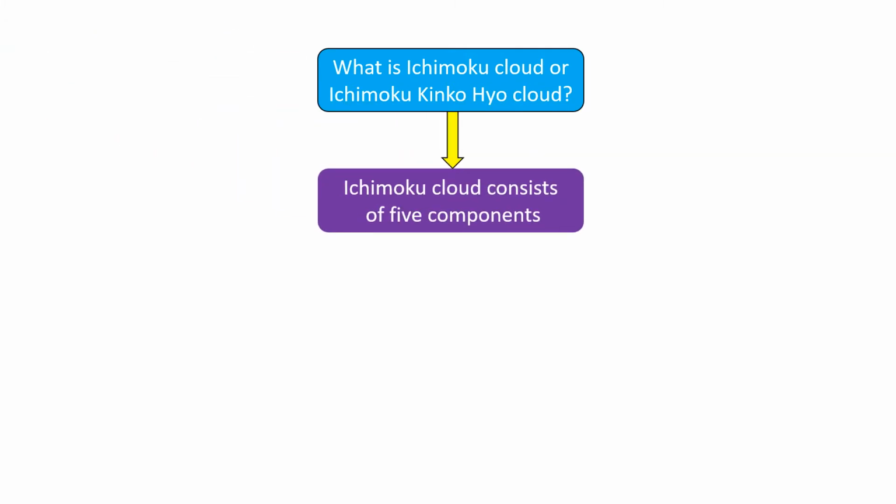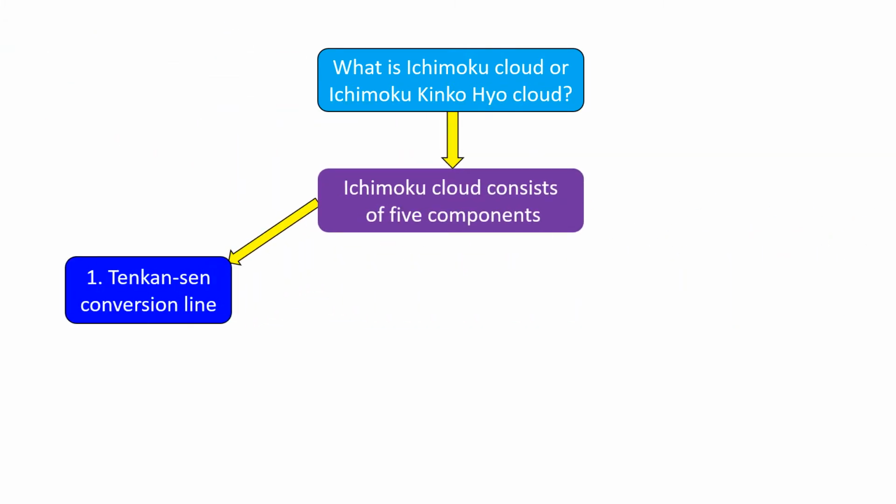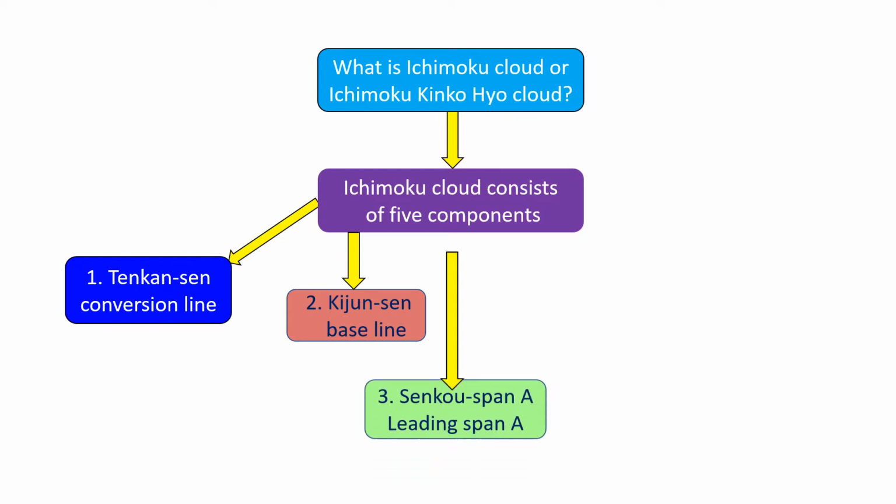The Ichimoku Cloud consists of 5 components. The first one is the Tenkan-sen conversion line. It is considered a fast moving average and is indicated with the blue color. It follows the price action very closely. Number 2 is the Kijun-sen baseline. It is considered a slow moving average with dark red color. Incidentally, it is the same period used in the MACD calculation.